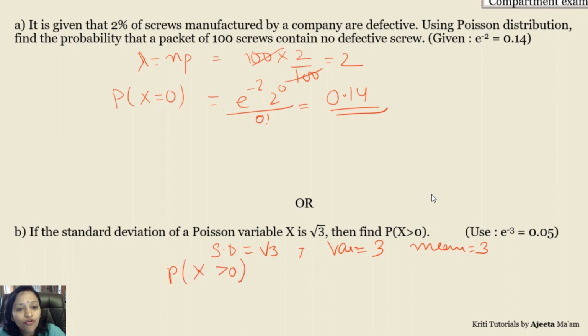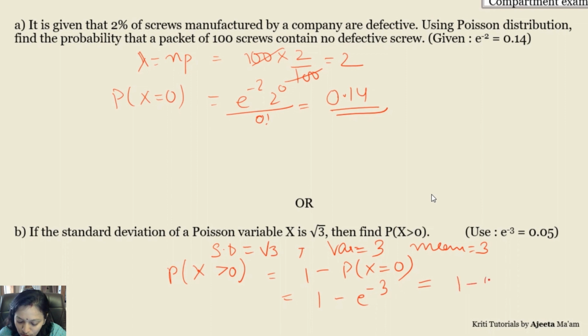Right? So now for x greater than 0, what do you have to do? For x greater than 0, we are concerned with 0, 1, 2 and everything. So for this, we can simply write it as 1 minus P of x equal to 0. Because we don't know the other numbers, we will just subtract the case of 0. So 1 minus e raised to minus 3, and the others will be 1.